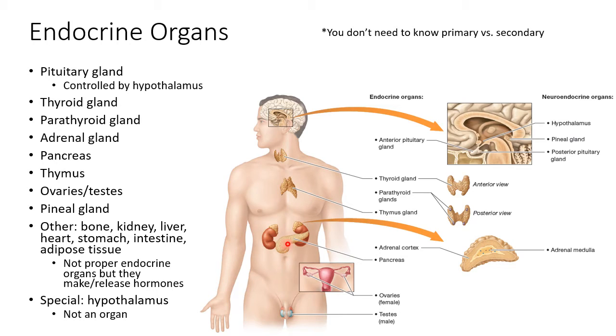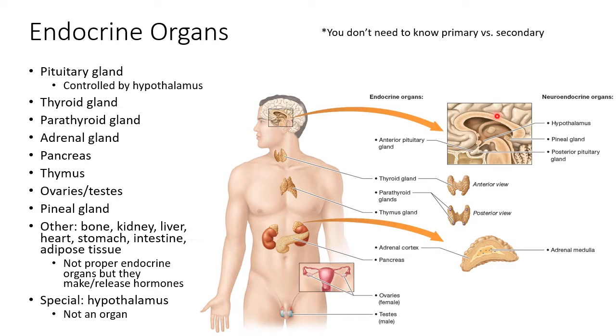The pancreas is considered part of the endocrine system. The testes if you're a man, or the ovaries if you're a woman. And then the thymus is in your chest. That's considered part of the endocrine system by the textbook, but there's actually a lot of people who don't think that thymus should be in the endocrine system. We'll talk a little bit more about that when we talk about the thymus specifically.